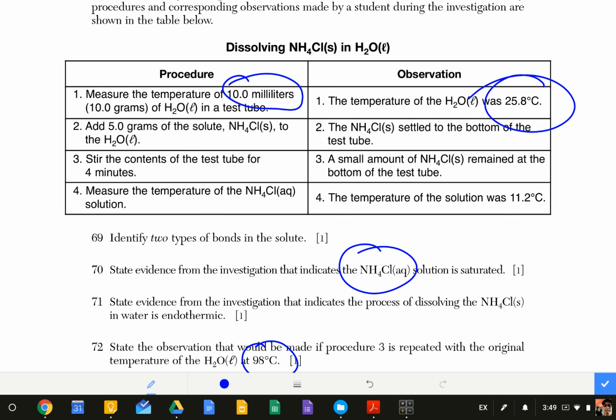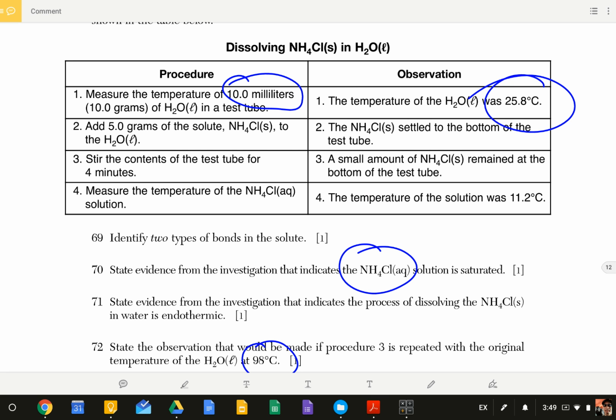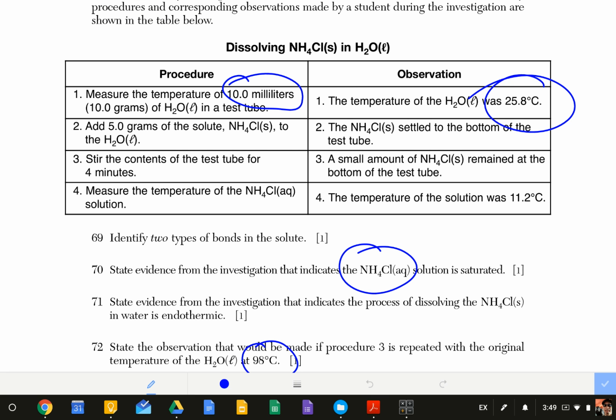And if we look at the graph, it shows that ammonium chloride dissolves better at a higher temperature. So then procedure 3, instead of this student in the lab seeing some of the ammonium chloride precipitate at the bottom of the test tube, at 98 degrees Celsius, the hot water would be able to dissolve ammonium chloride better, meaning you would not see precipitate at the bottom of the test tube. You've seen this at home. If you've ever tried to make a drink using very cold water, you'll notice solids don't dissolve very well in cold water. They dissolve better in hot water.